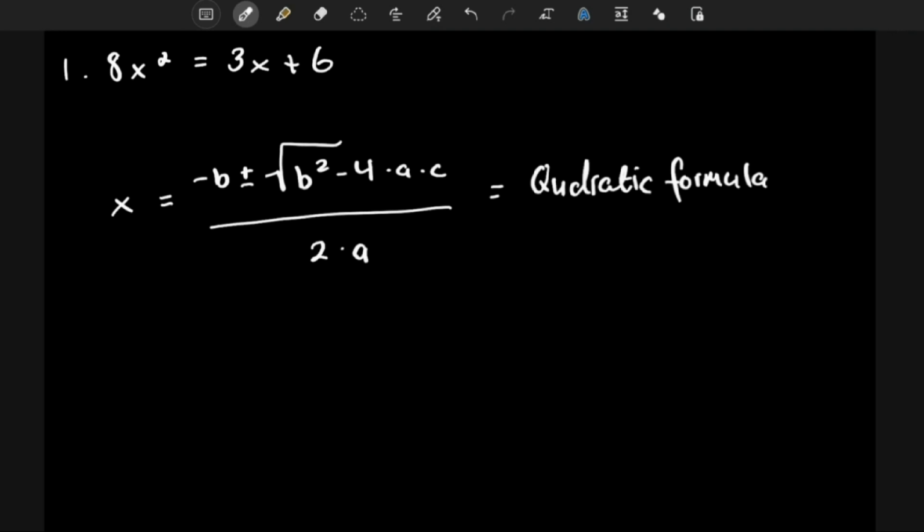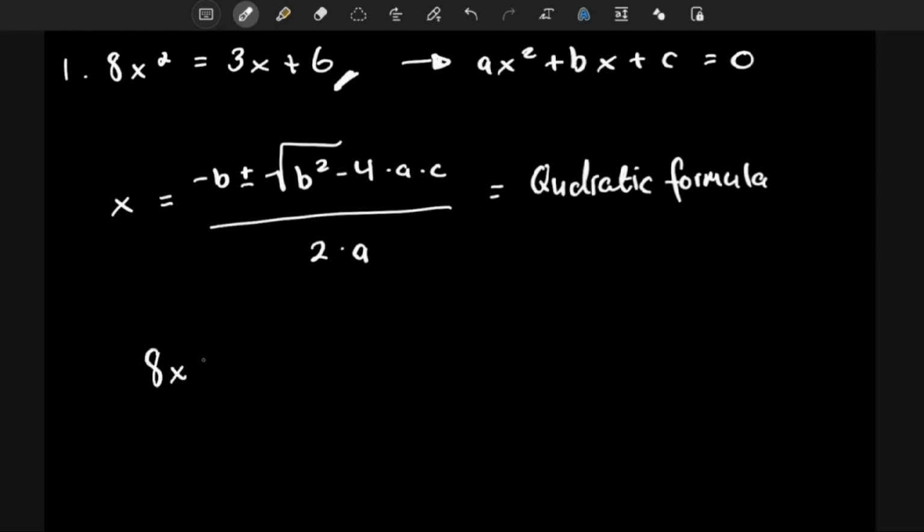But for this formula to work, we need to make sure that the equation is in the correct order and equals 0. And what I mean by that is we need to change this here to the same as this. So let's go ahead and do that.